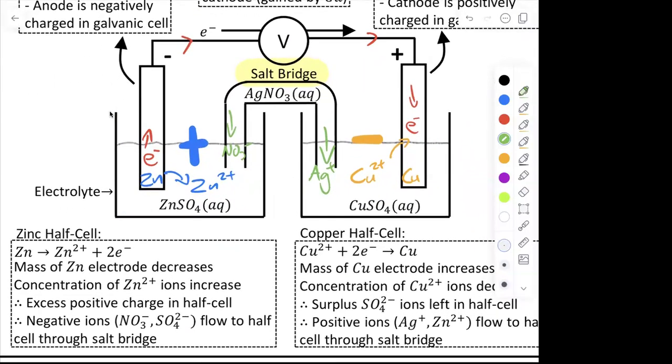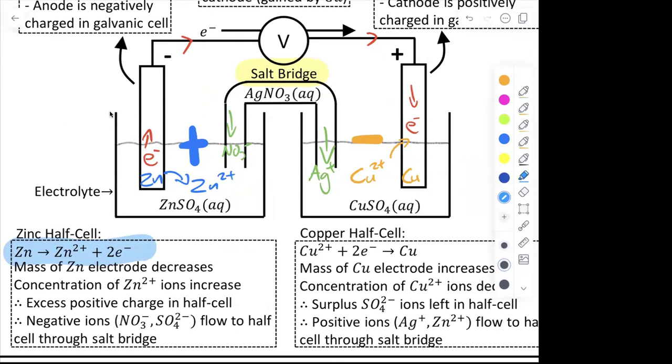So in the zinc half cell, this is the half reaction that takes place. We've got zinc being oxidized into Zn2+, and then the 2 electrons go over to the other side. The mass of the zinc electrode will decrease because I had zinc metal and Zn2+ goes out, the electrons go out. So it's going to get smaller and smaller and smaller, right?